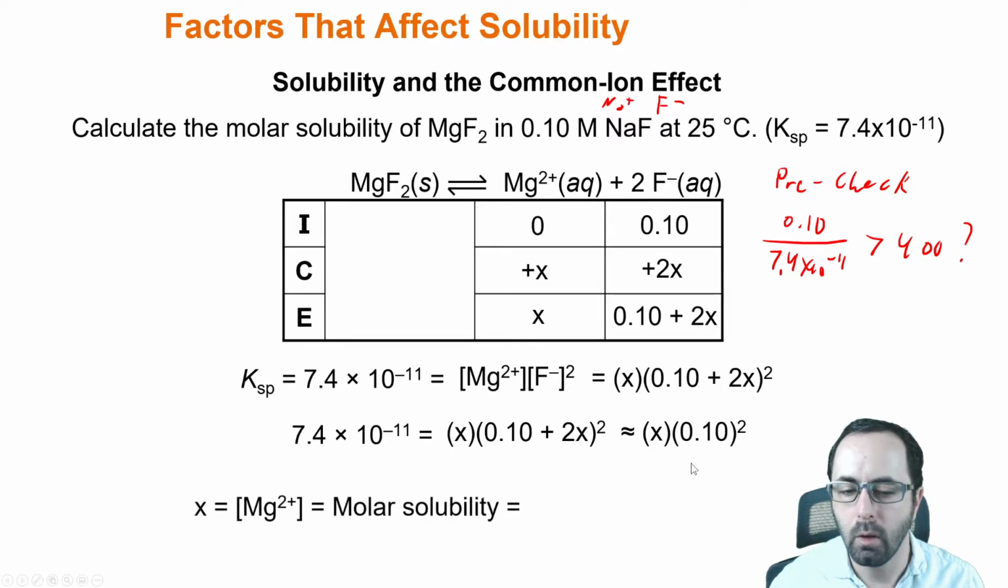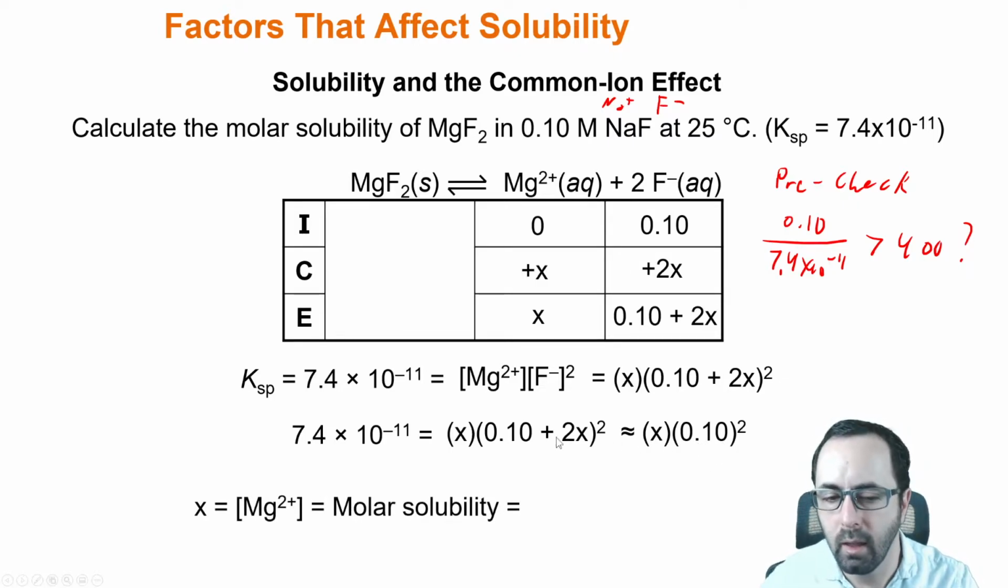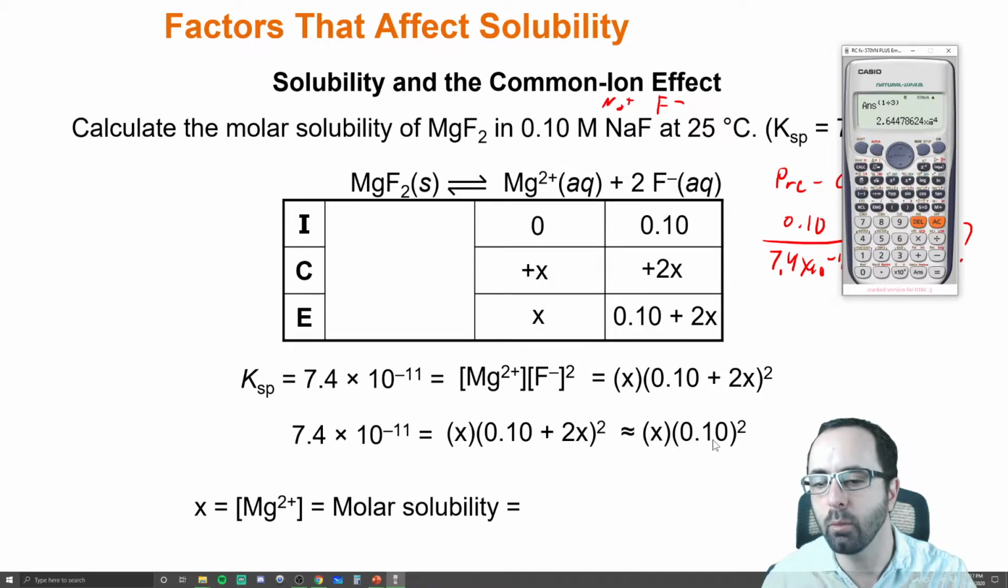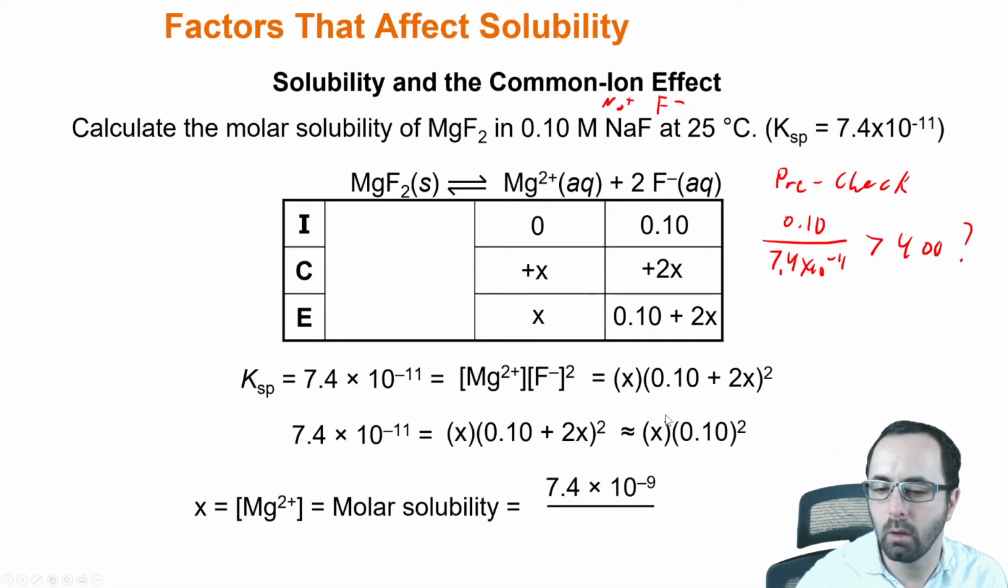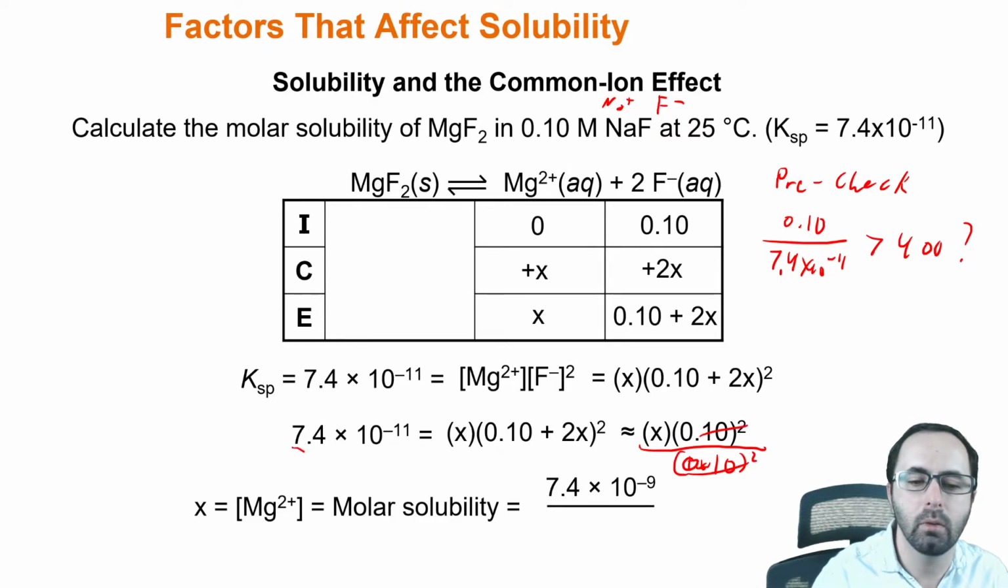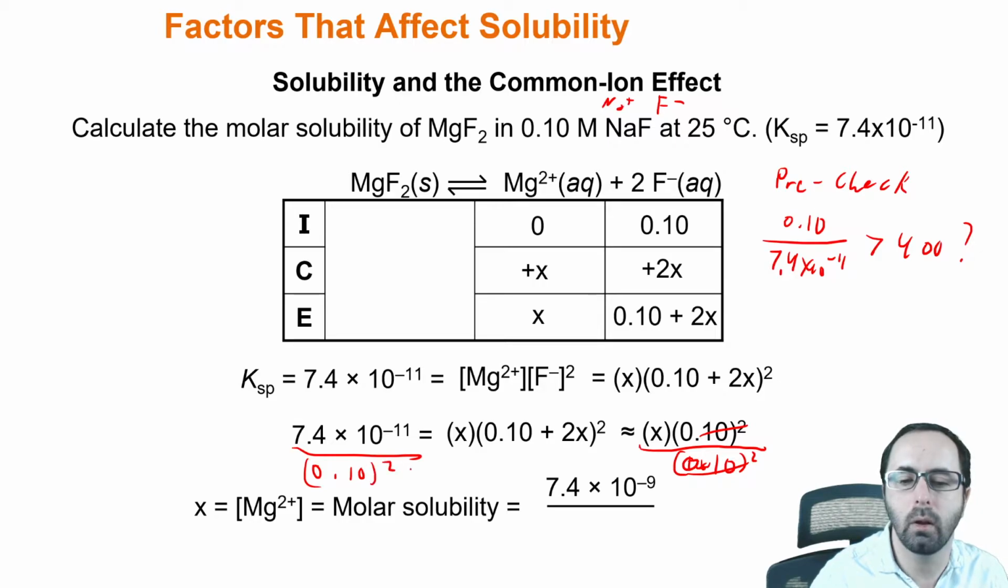And so now we have 7.4 times 10 to the minus 11 equals x times 0.1 squared. If we want to determine x, we have to divide both sides by 0.1 squared. So we divide both sides by 0.1 squared. That's going to cancel here. Divide this side by 0.1 squared.